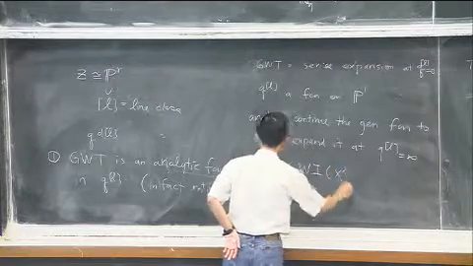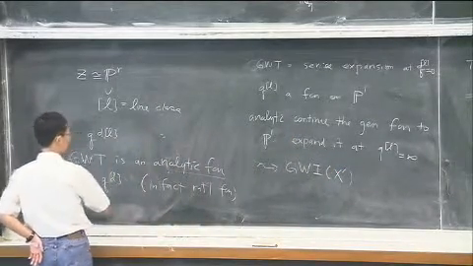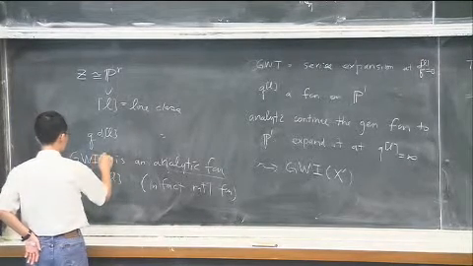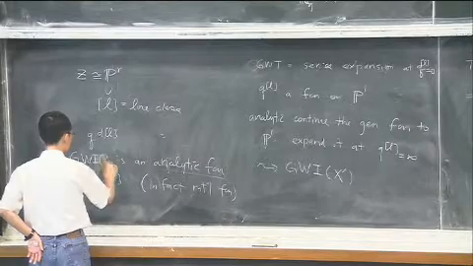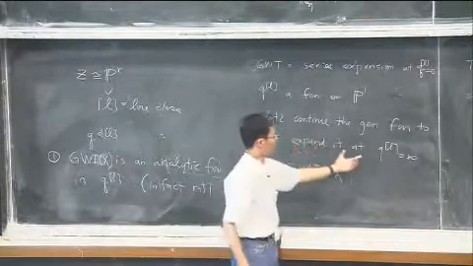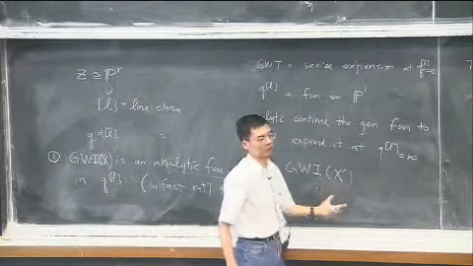of X prime. So you start with Gromov-Witten invariants of X, maybe I should say Gromov-Witten invariants as a generating function for X. And you do this and you do that, and so one is the expansion at 0, one is the expansion at infinity. You get this.